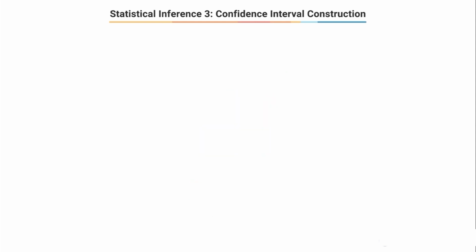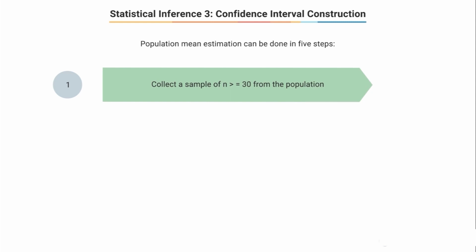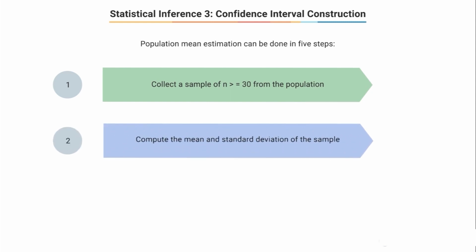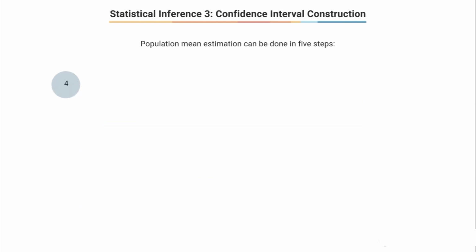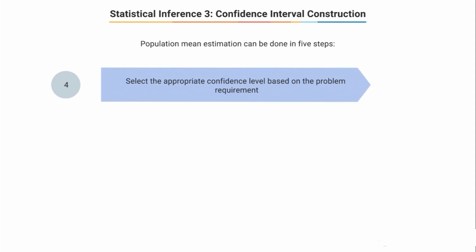To make it easy for us to remember, there is a 5-step approach that you can use for estimating the mean of a population. First, you collect a sample of size n greater than 30 from a population. In step 2, you compute the sample mean x bar and sample standard deviation. In step 3, you can assume that your sampling distribution is a normal distribution with mean equal to population mean mu, which is unknown, and a standard deviation sigma by root n, which can be approximated by s divided by root n. Step 4, you select the confidence level at which you want to estimate the population mean. For example, 95%, 99%, or maybe 90%. It can be lower or higher than these numbers based on your requirement.